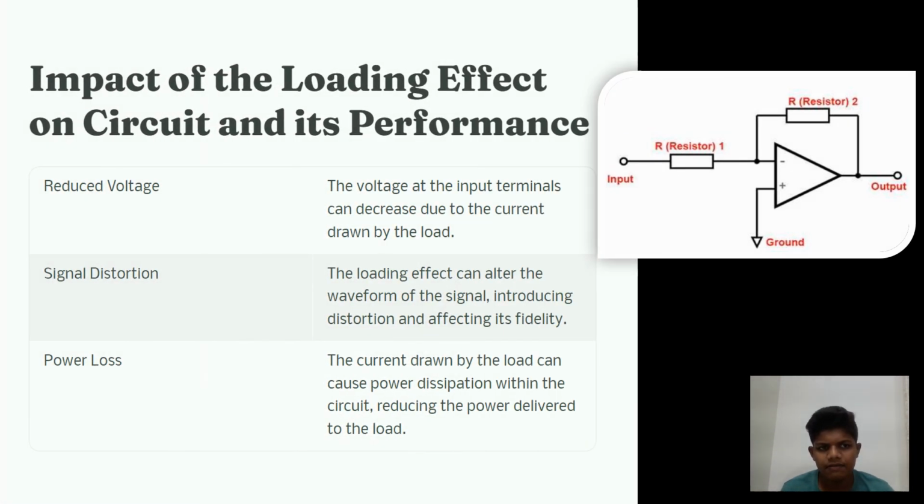Impact of the loading effect on the circuit and its performance. Reduced voltage. The voltage at the input terminals can be decreased due to the current drawn by the load. Signal distortion. The loading effect can alter the waveforms of a signal, introducing distortion and affecting its fidelity. Power loss. The current drawn by the load can cause power dissipation within the circuit, reducing the power delivered to the load.